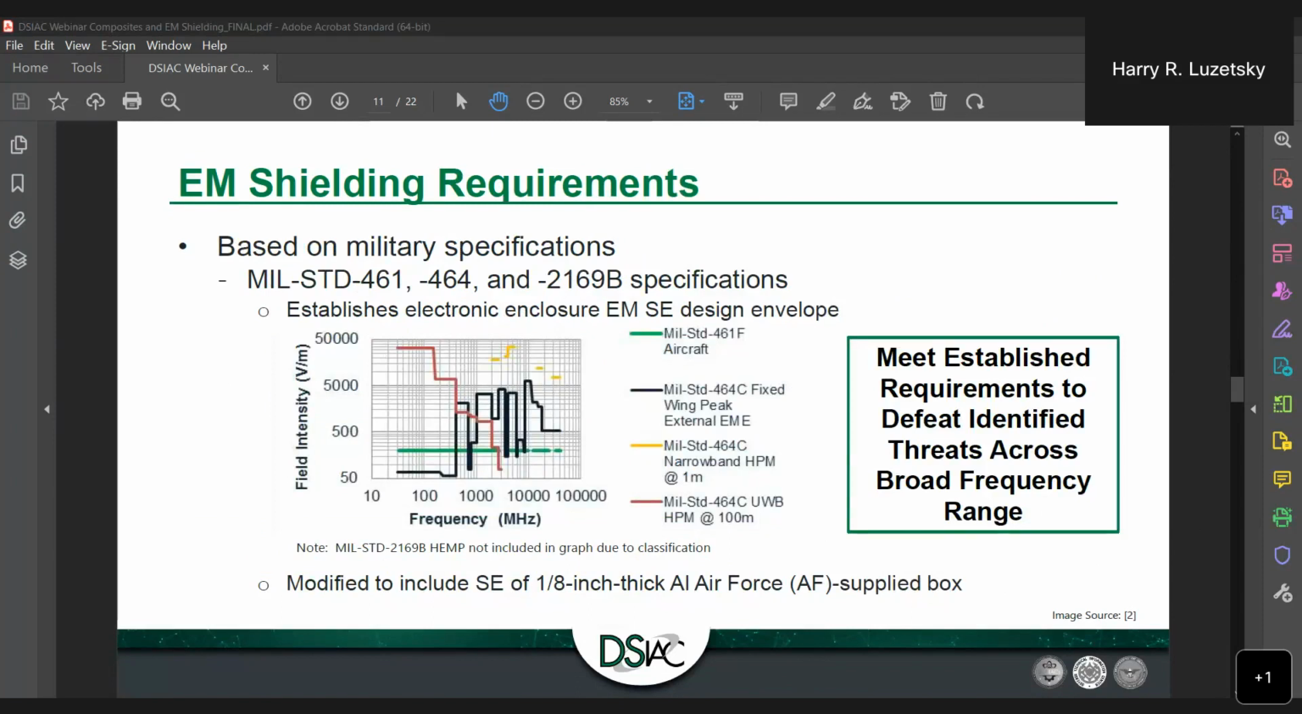We started establishing what the requirements are based on military specs. What is the minimum amount that's needed? And what we have used as a pattern is a 1/8-inch thick aluminum Air Force supply box that was supplied to us by the Air Force for a program that we were involved in. These are some of the spec requirements. The note here is that HPM was not included in the graph due to classification, but it was considered as we developed the requirements for which we were working towards with our electromagnetic material. Next.